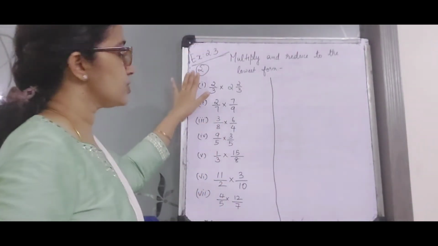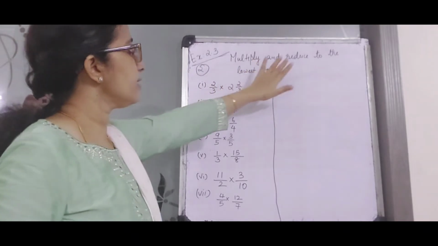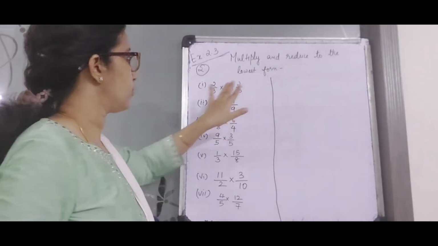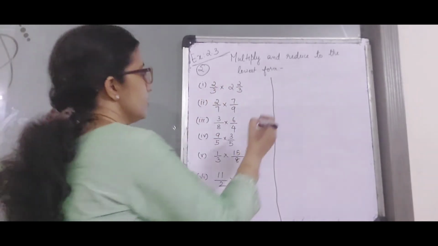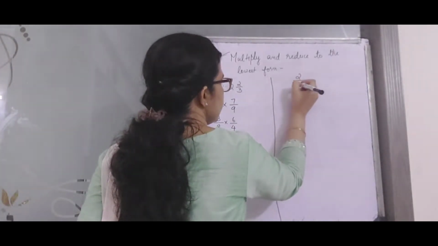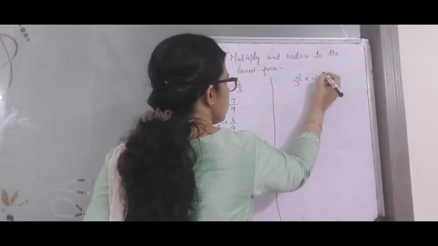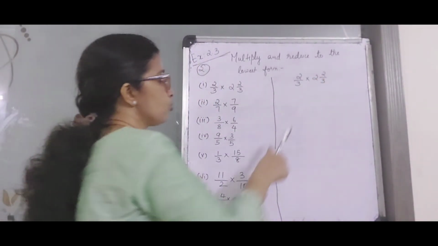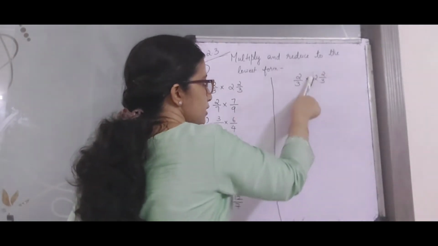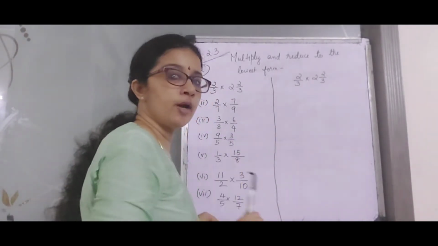Let's take the second question. Multiply and reduce to the lowest form. First one is 2 2 by 3 into 2 2 by 3. So first what we have to do is convert this mixed fraction into an improper fraction.